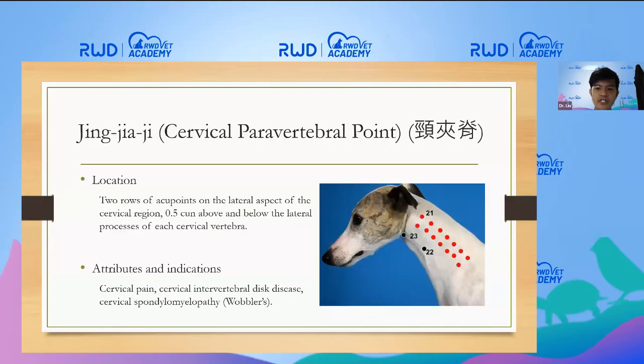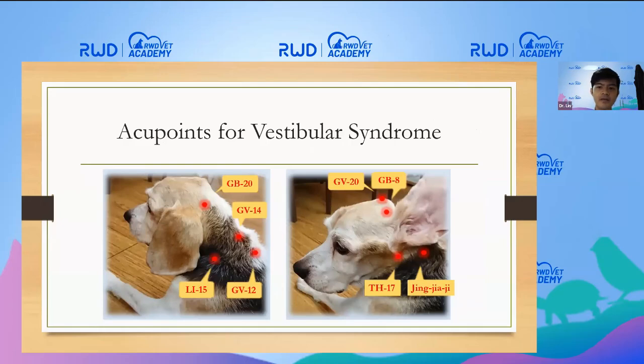The next one is Jiajiaji, cervical paravertebral point. 2 rows of acupoints on the lateral aspects of the cervical region, 0.5 cun above and below the lateral processes of each cervical vertebra. Attributes and indications are cervical pain, cervical intervertebral disc disease, cervical spondylomyelopathy. So please remember these acupoints. They are useful for vestibular syndrome.